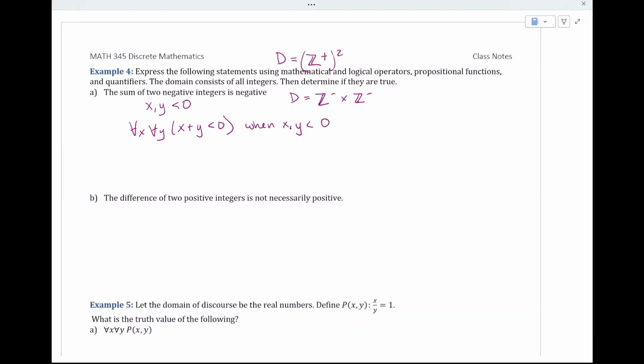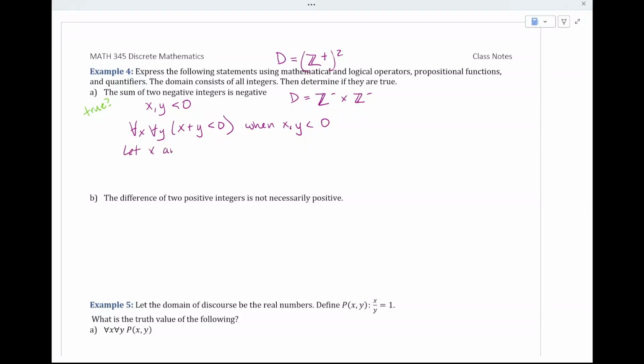Okay, so I think this is probably true. True, question mark. This is like the first one I did, the sum of two positive integers is positive. The sum of two negative integers is going to be negative. So let's try to prove this one.